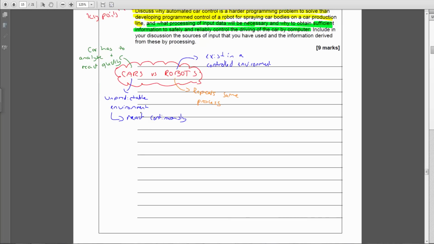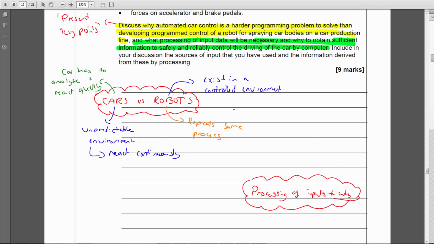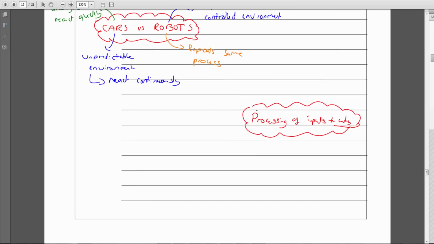So if we repeat this for the second point: processing your inputs and why. This is very much two distinct answers within one answer, two different subjects. It also talks about deriving information and the outputs too, but really I think we're probably going to focus on the inputs and also the why is the important bit.